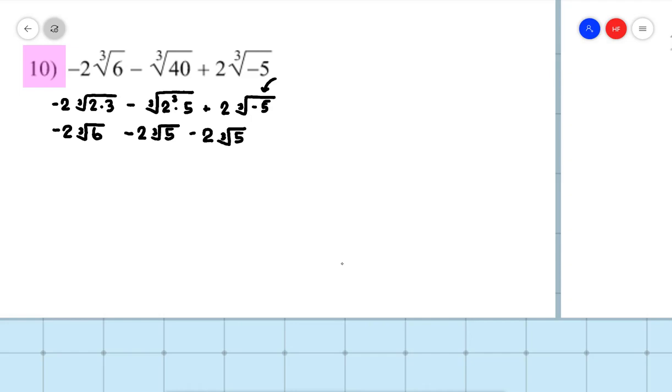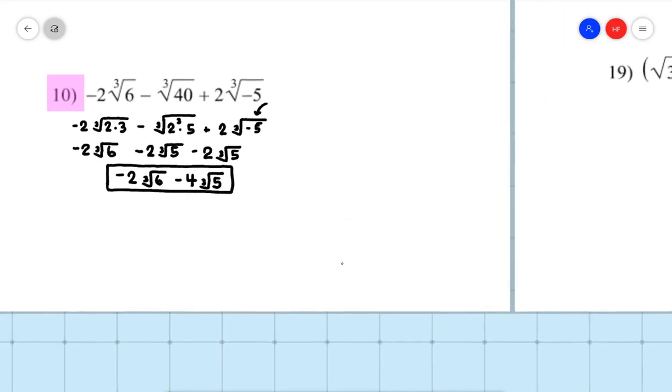Just like in the other one, we could say that this is negative 2x minus 2y minus 2y. So I can only combine the ones that are alike. So I have negative 2 minus 2 for the cube root of 5, which gives me negative 4 cube root of 5. And since the first one had a cube root of 6, we cannot combine them, so it just stays negative 2 cube root of 6, and then minus 4 cube root of 5.